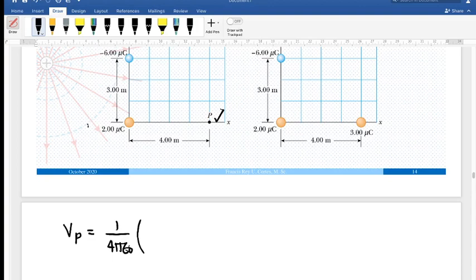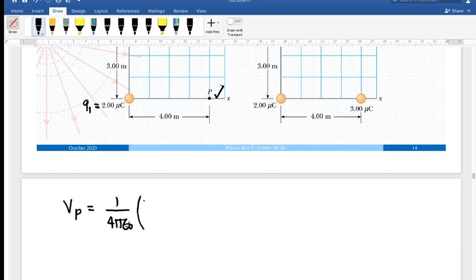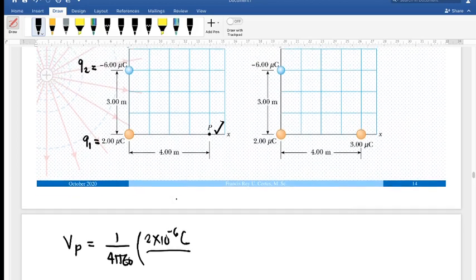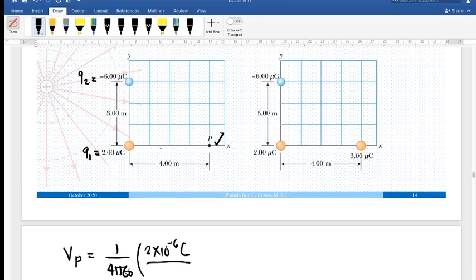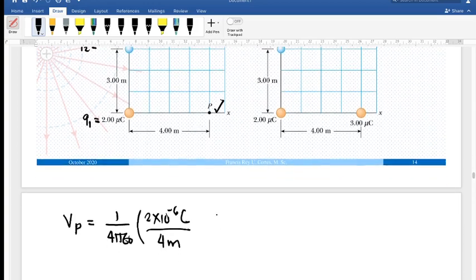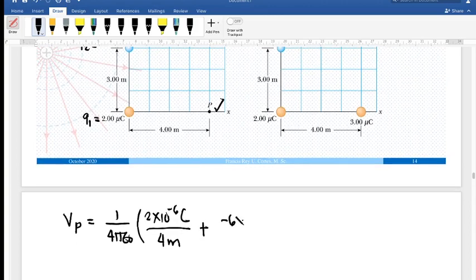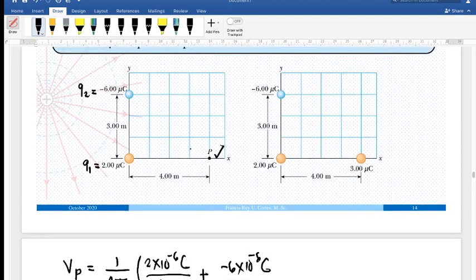Then we can let the 2 microcoulomb be Q1 and the negative 6 microcoulomb be Q2. So Q1 is 2 times 10 to the negative 6 coulomb divided by the distance between the 2 microcoulomb and point P, which is 4 meters. Plus Q2, which is negative 6 times 10 to the negative 6 coulomb divided by the distance between the 6 microcoulomb and point P.